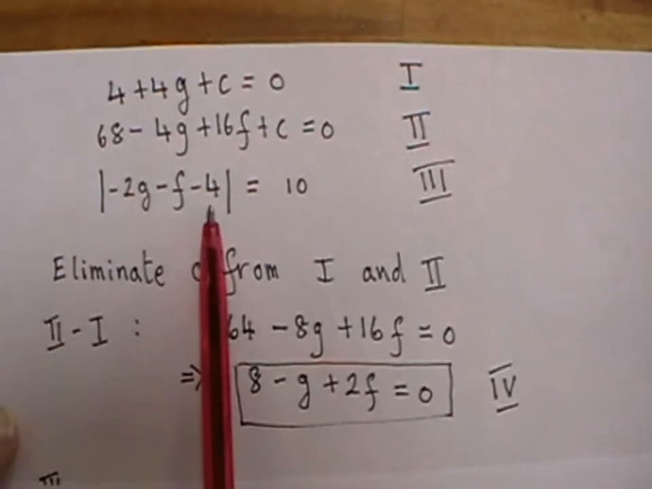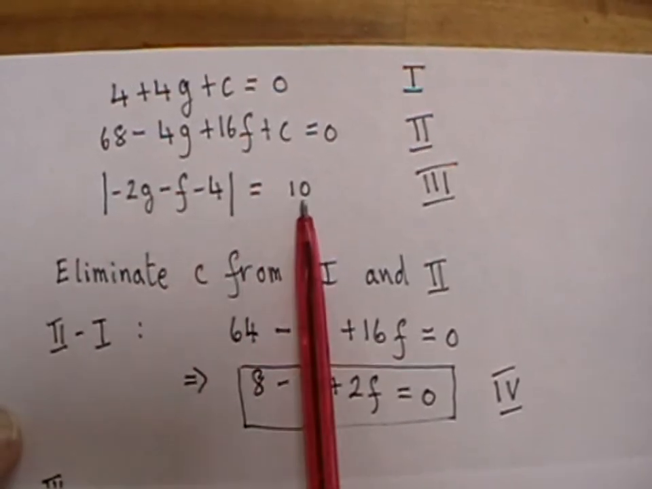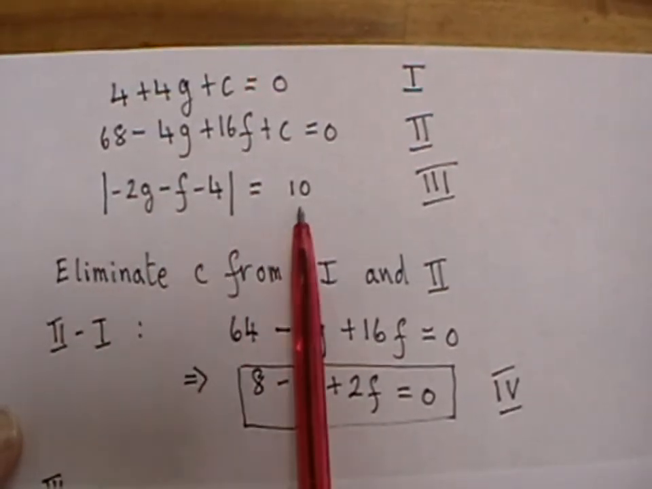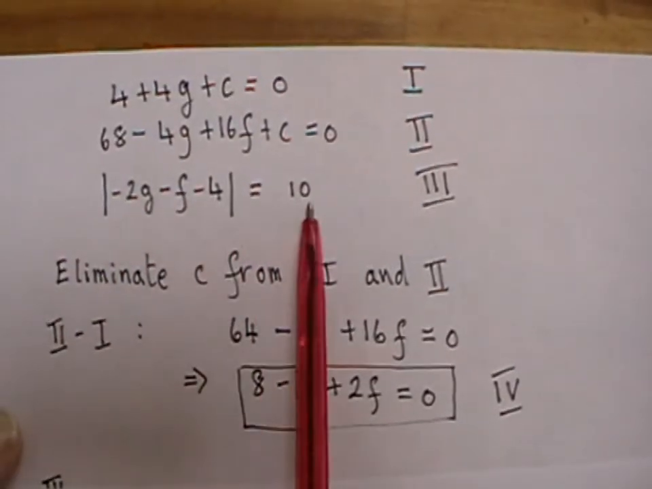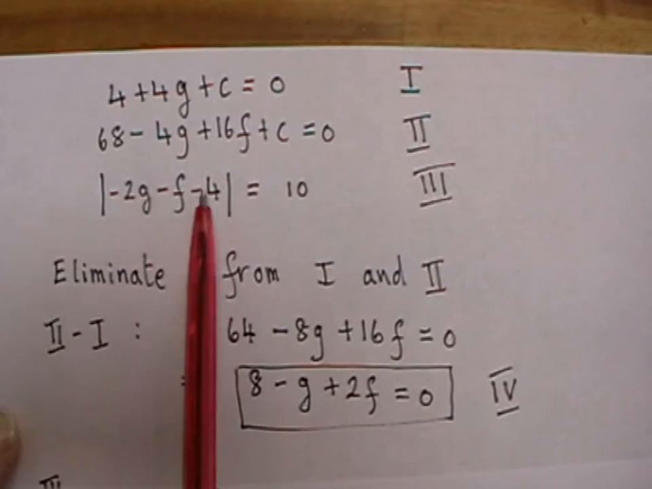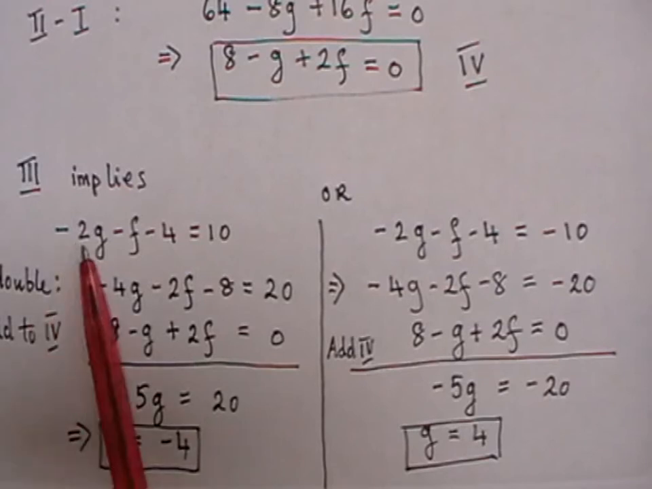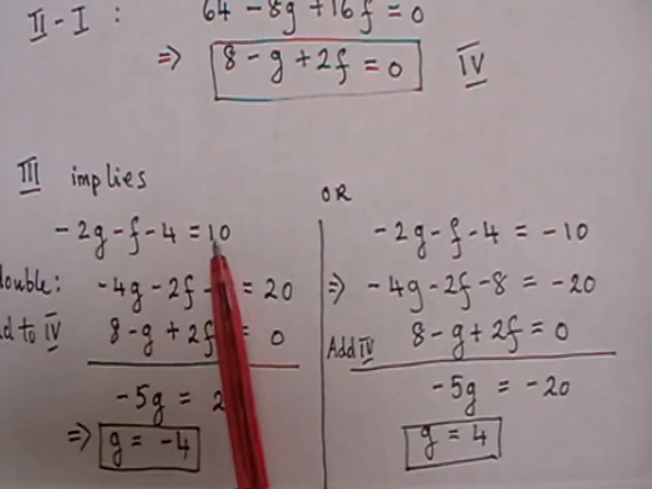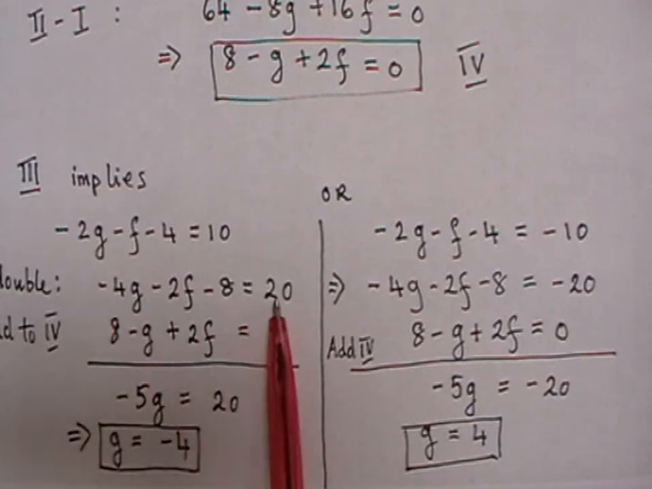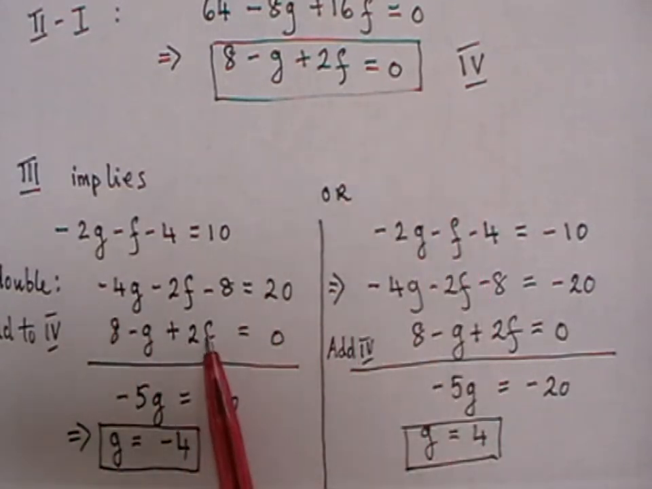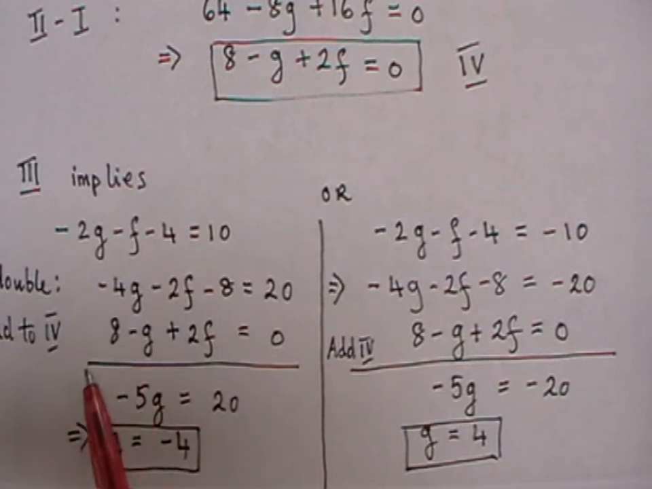We return to this absolute value equation. The absolute value is equal to 10. We remember that the absolute value of 10 equals 10, and the absolute value of minus 10 equals 10. So this can equal 10, or it can equal minus 10. So if -2g minus f minus 4 equals 10, we can double this and then use equation 4 to eliminate f. So we'll have the 8's cancel, 2f's cancel, and minus g minus 4g is minus 5g equal to 20. g equals 20 divided by minus 5, which is minus 4.